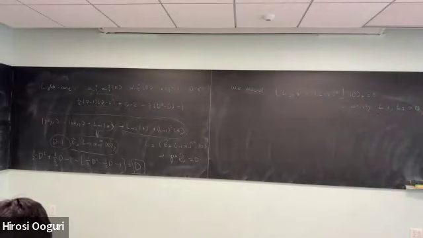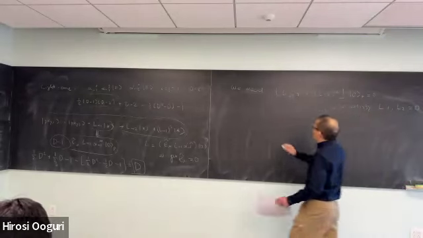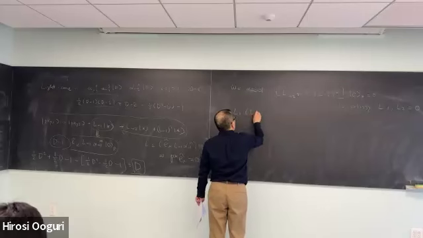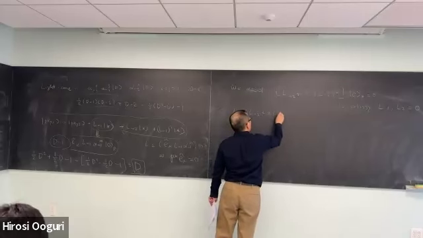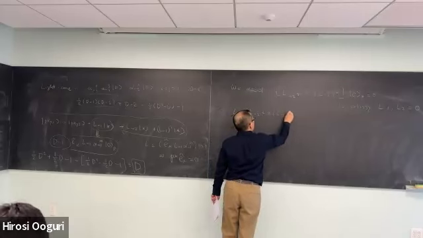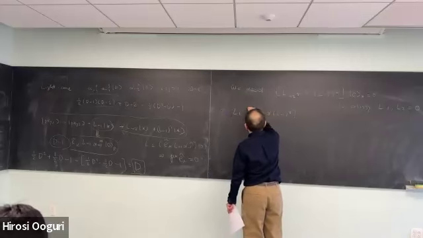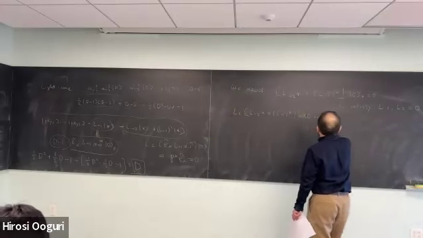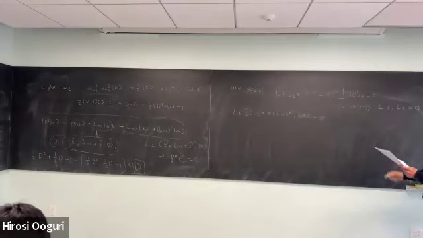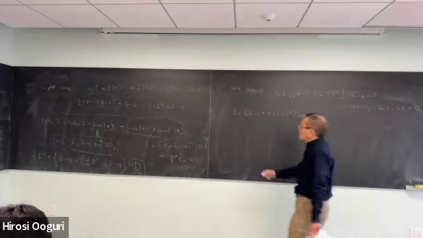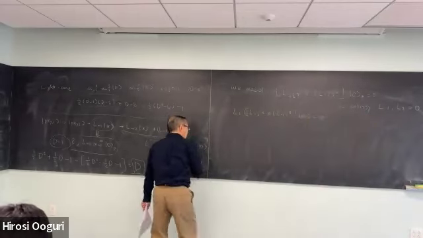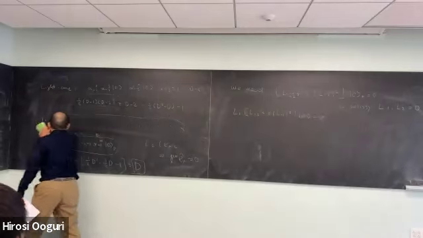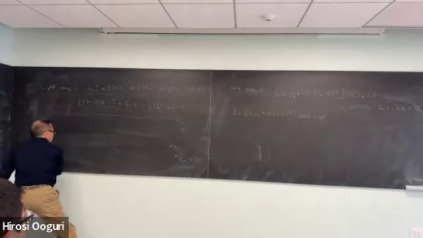Okay, so let's check the condition. Let's first require that L1 acting on L minus 2 plus gamma of L minus 1 squared equals 0 is satisfied. So we can use the commutation relation. We're going to use the commutation relation that, let me write the commutation relation here.